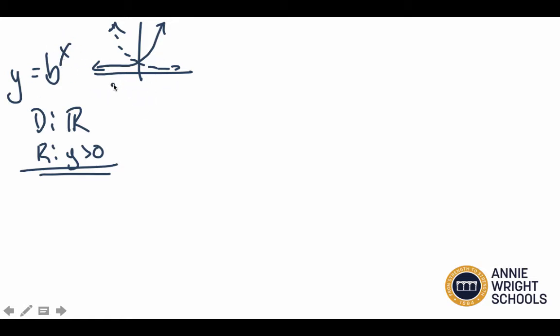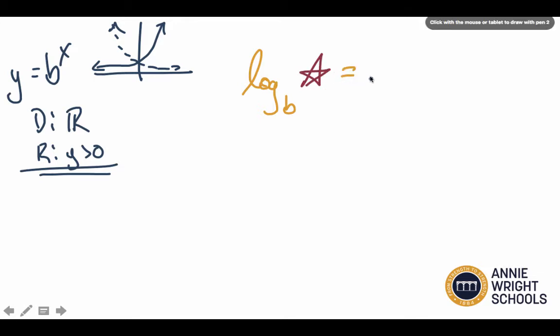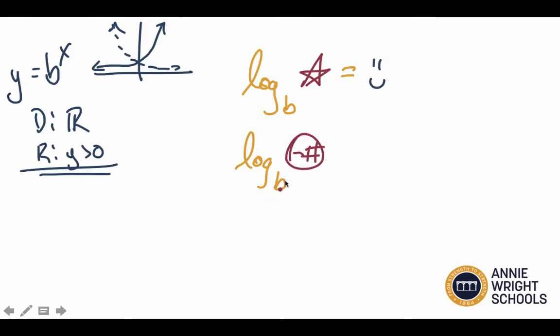So when we switch forms and we're now talking about log base b of something, call that something star, and then that equals some unknown thing, call it smiley face. If I try to take log base b of a negative number, what I'm asking is, what power could I raise this base to get a negative number? And the answer is no solution. Not possible. Not in the domain.